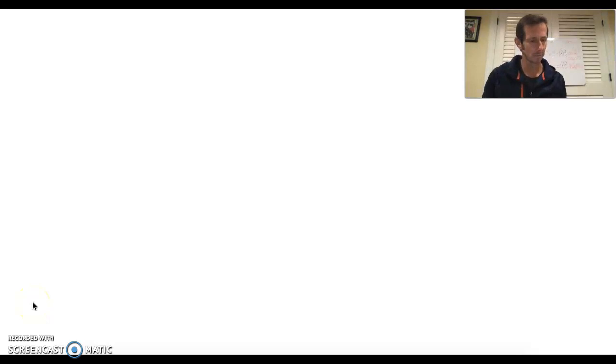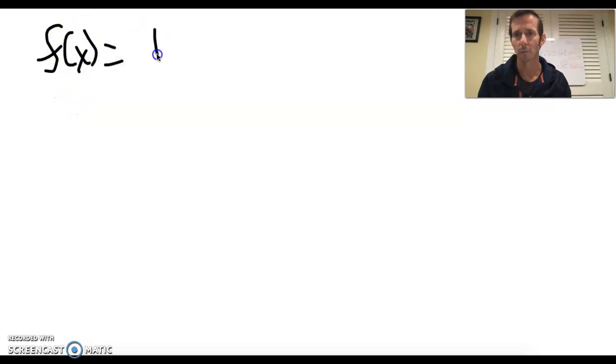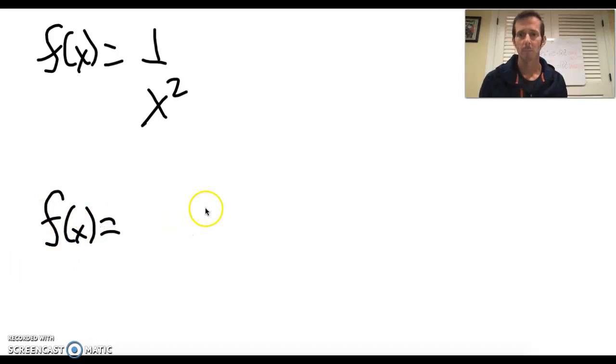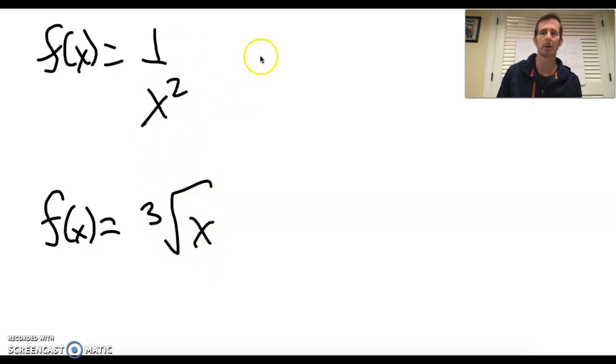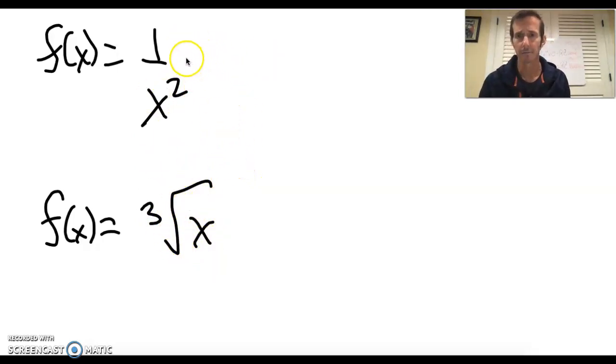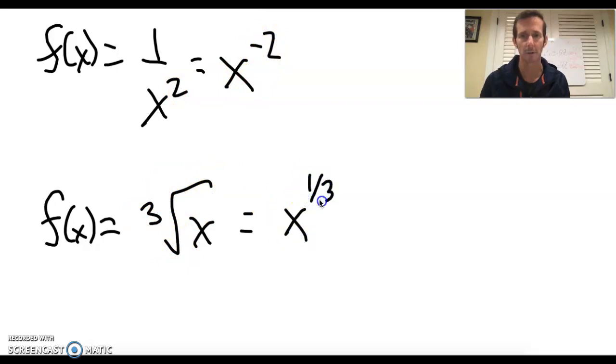All right, now I'm going to throw some insanity at you. What if f of x is 1 over x squared? Or what if f of x is the cube root of x? I'm not going to make these any more insanely complicated, but there's two. I'll tell you right now, the first thing you want to do is rewrite both of these so that any exponent in the bottom is written as a negative, and any radical or root is written as a fractional or rational exponent. Now see if you can figure out what the derivatives of these would be. Go ahead and pause the video.